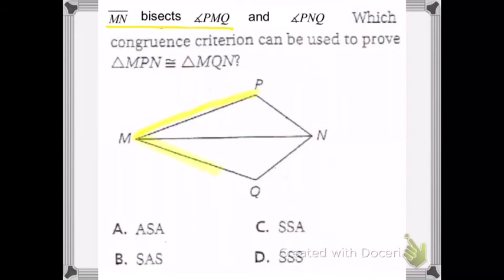MN bisects angle PMQ. Angle M, they are congruent on both sides. And MN also bisects angle PNQ. Angle N, they are congruent on both sides. And MN, the line, is a side, so therefore your answer would be angle, side, angle.